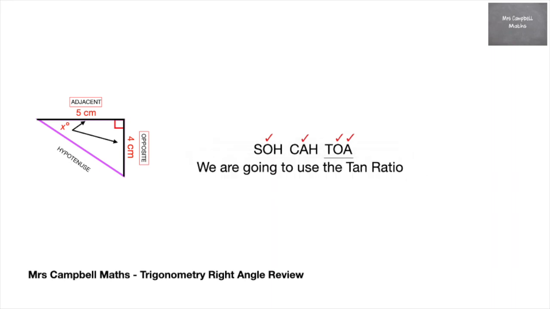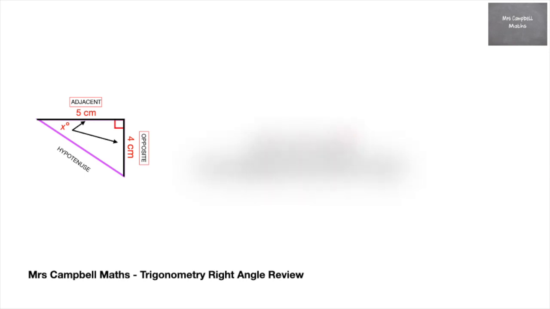So having decided it's the tan we're working with and that the tan is equal to opposite over adjacent, we would write down tan x equals 4 over 5. Now it's the tan of x. To undo that, we do the inverse tan. So x is equal to the inverse tan, open a bracket, 4 divided by 5, close the bracket.